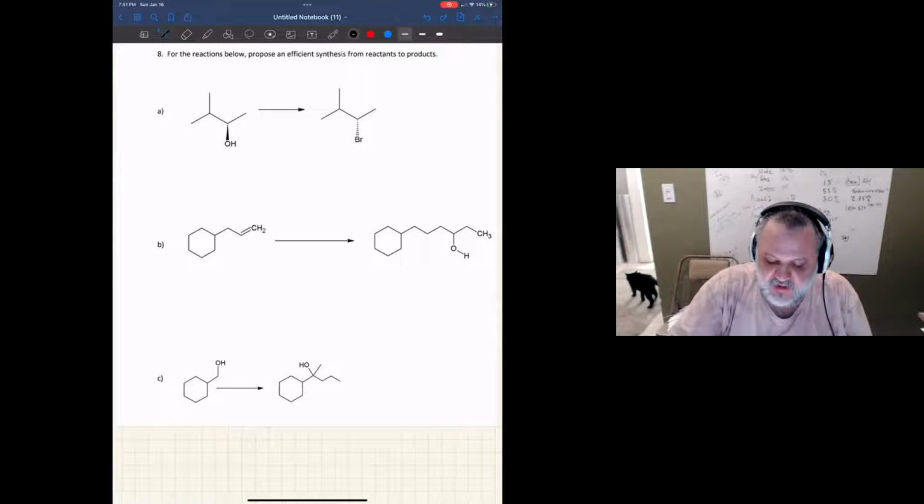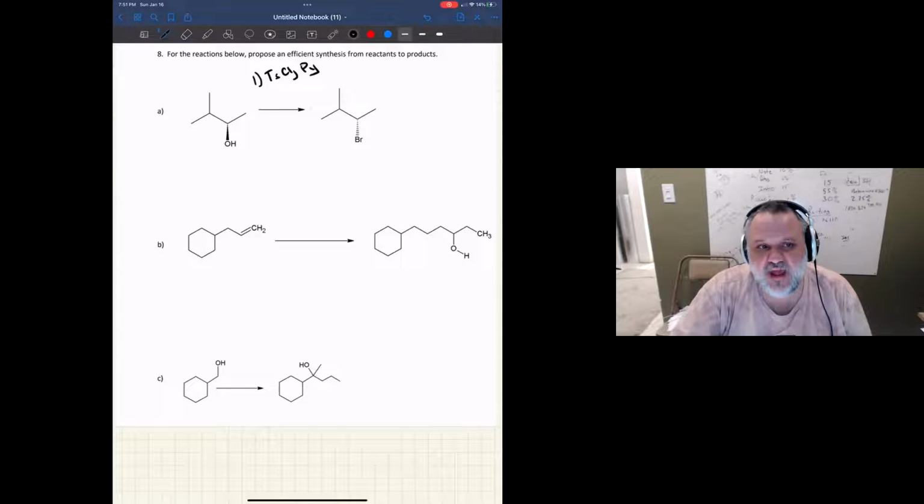So in order to make it a great leaving group, I have some options. One thing I could do would be to react it with acid, but if I react it with acid, I'll just end up eliminating it instead. So another way to turn it into a good leaving group would be to turn it into a tosylate ester by reacting it with TsCl and pyridine.